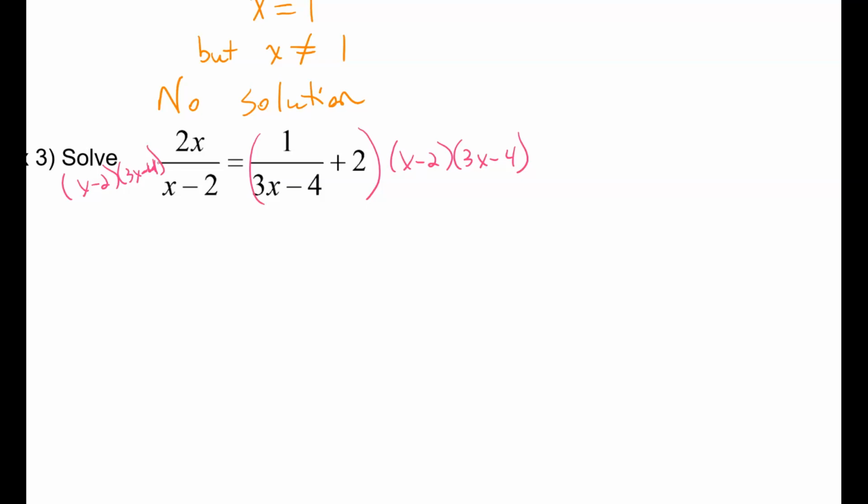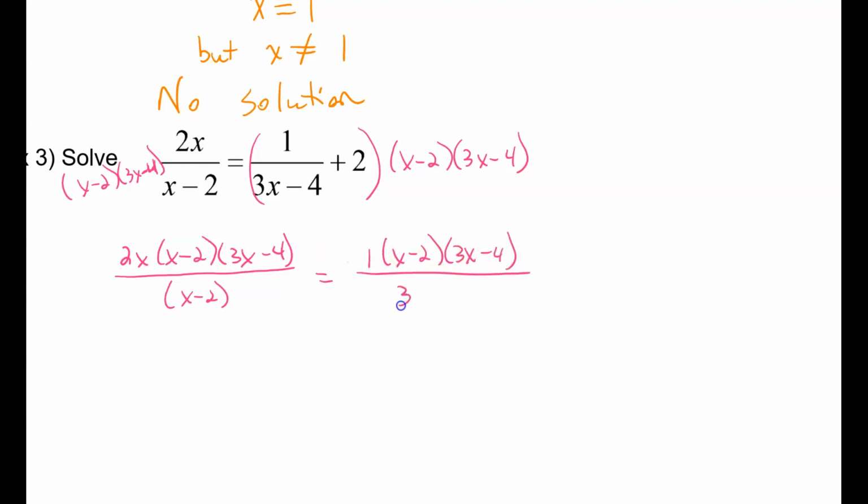Okay, I'm going to go ahead and write the whole step out so that we see why we are able to simplify this. In the first one, I have 2x times x minus 2 times 3x minus 4 all over x minus 2. And for the next one, I have 1 times x minus 2 times 3x minus 4 all over 3x minus 4. And for the last one, I have 2 times x minus 2 times 3x minus 4.